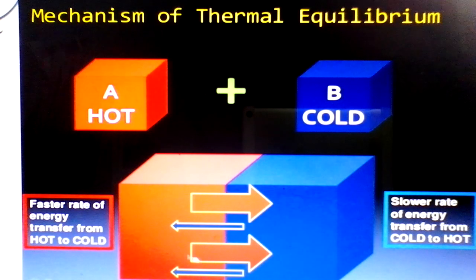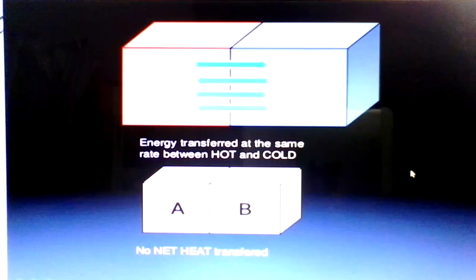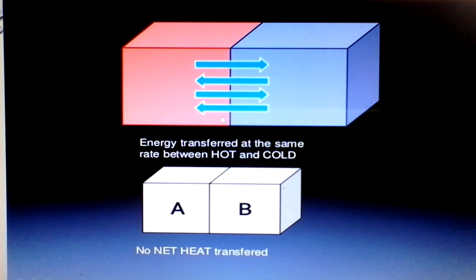So let's look at what happened. Okay, the red one is the hot object. The blue one is the cold object. You can see the hot object will transfer heat at a higher rate. So heat will be transferred from hot to cold at a faster rate, as shown by the bigger red arrow. And from cold to hot, there's also heat transfer, but at a much slower rate. You can see the blue arrow is smaller compared to the red arrow. So don't say that there's no energy transferred from cold to hot. There's always heat transfer between the two objects, but from hot to cold at a higher rate, and from cold to hot at a slower rate. Okay, now after some time in thermal contact, what happened?